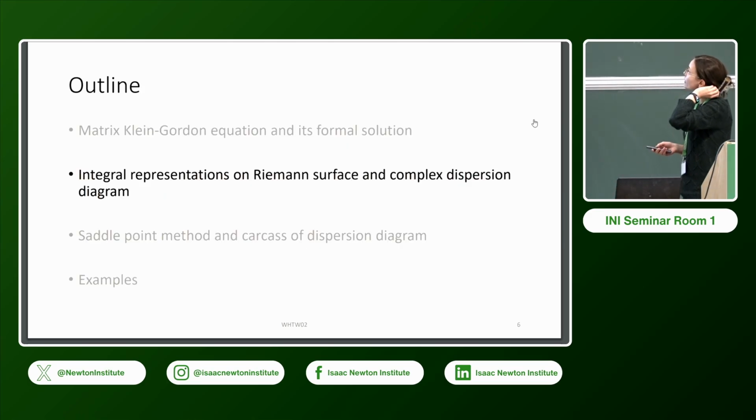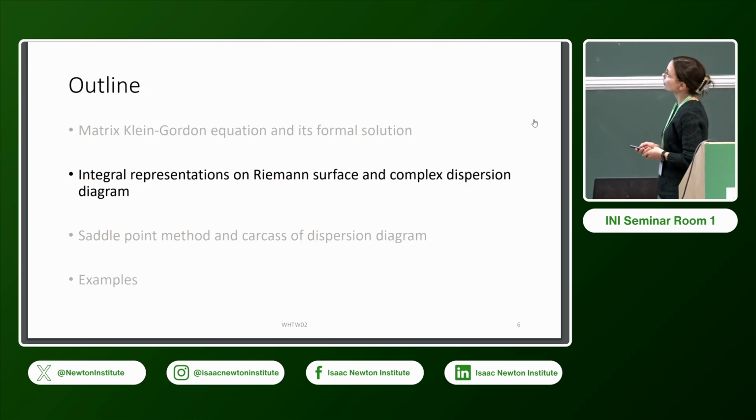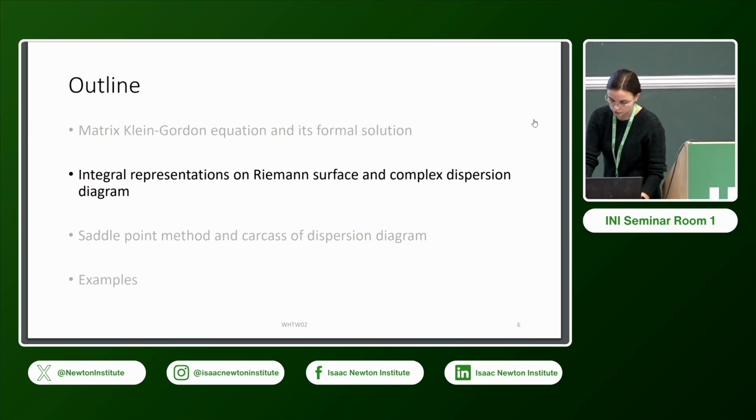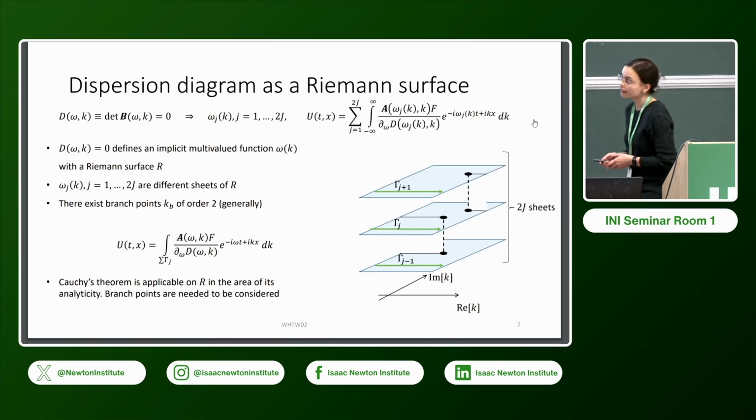So the next part of my talk is we are going to consider our integral representation on the complex dispersion diagram. So what does it mean? Instead of considering different solutions of the dispersion equation, we can consider a multi-valued function omega of k, which is defined implicitly by the dispersion equation.